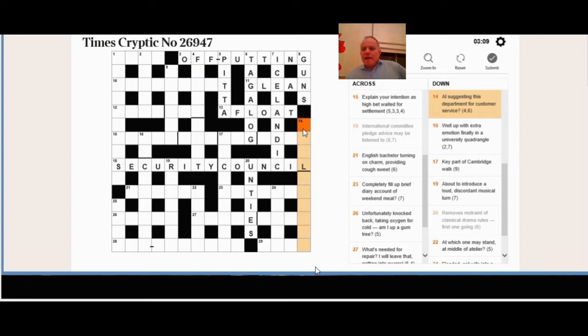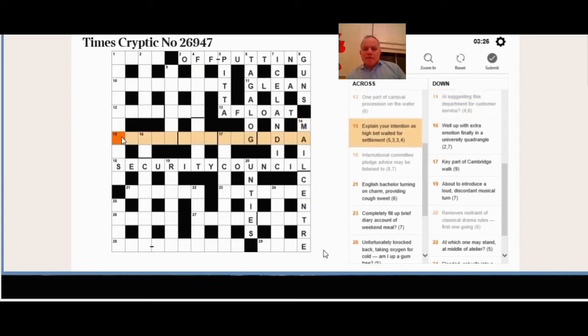And I kind of fill in mail thinking that that's definitely right. And in the end, I put mail center, which I think answers the clue very neatly as I've read it. AI suggesting this department for customer service. AI suggests the center of mail. And a mail center, wasn't sure it was a phrase, but it sounds right. It fits quite well. And that works.